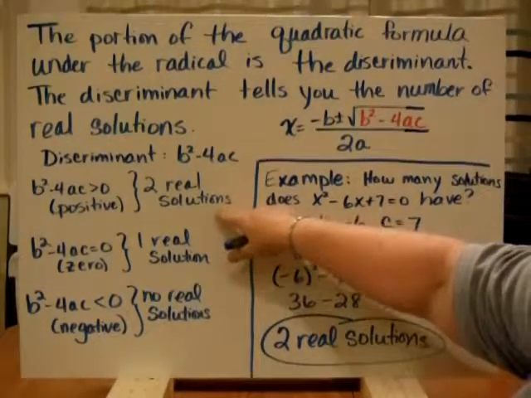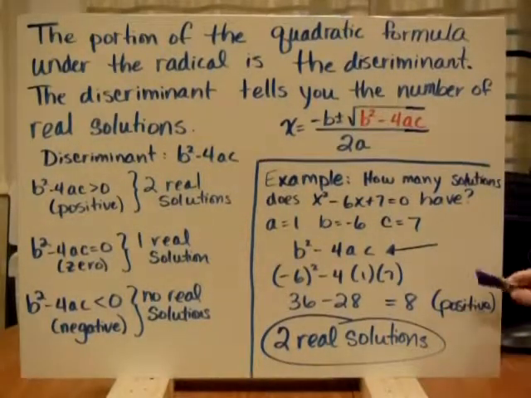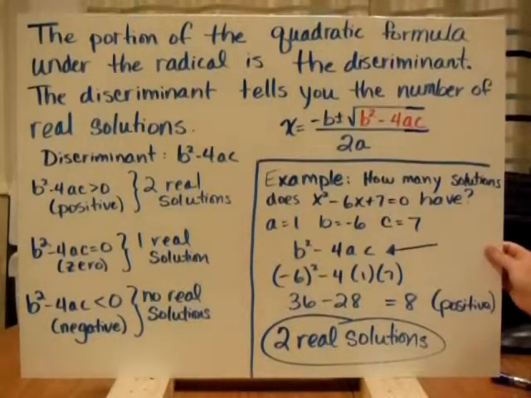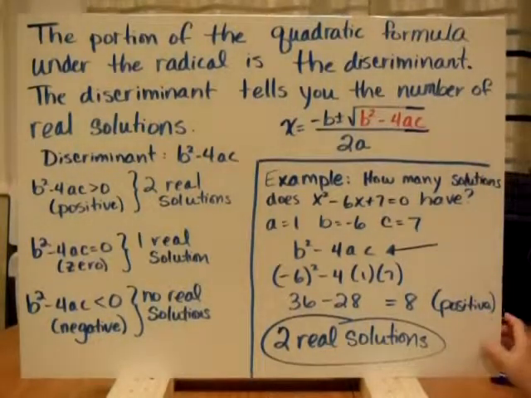So just like it told us over here in our table, we have two real solutions because this was a positive number. We don't know what those solutions are, but we know if we figured it out, there would be two solutions.